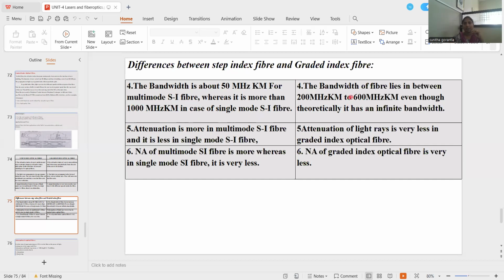The bandwidth of graded index fiber lies between 200 to 600 megahertz per kilometer, even though theoretically it has an infinite bandwidth.